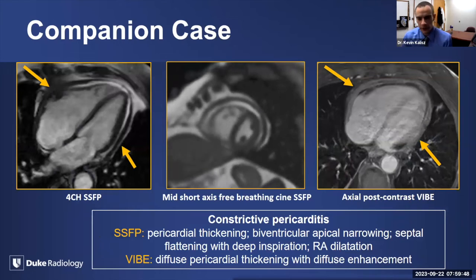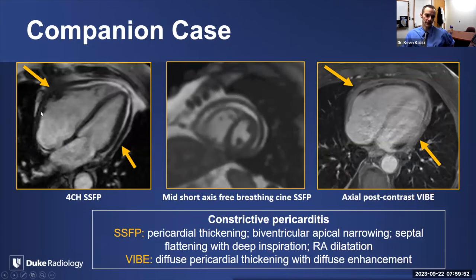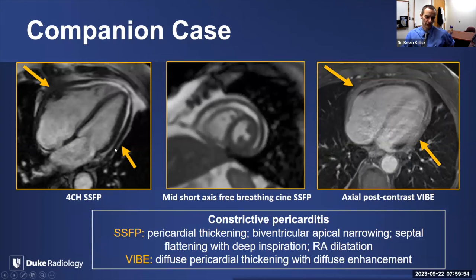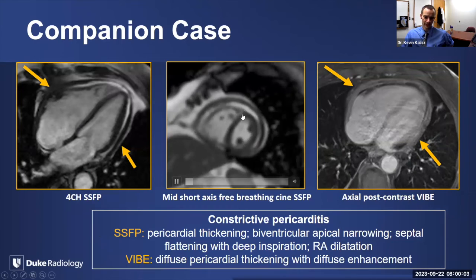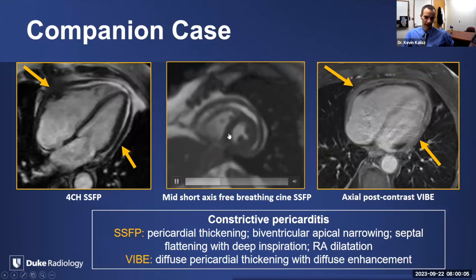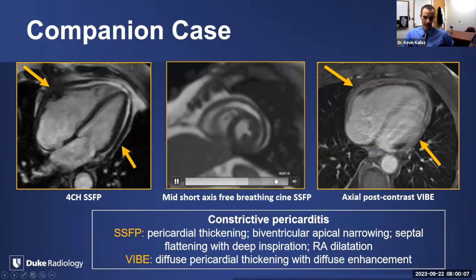pericardium. Just another look at it, for a couple of different aspects, a different case, but again, diffusely. This one really doesn't have a pericardial fluid component. It's really more of a diffusely thickened pericardial involvement. Again, with this free breathing SSFP, you can see as the diaphragm is moving down, the septum is subtly becoming flattened as the diaphragm has moved down when the patient takes a deep breath in.